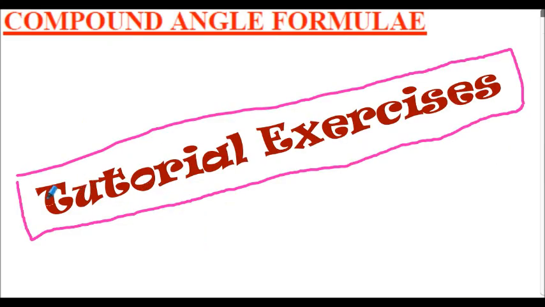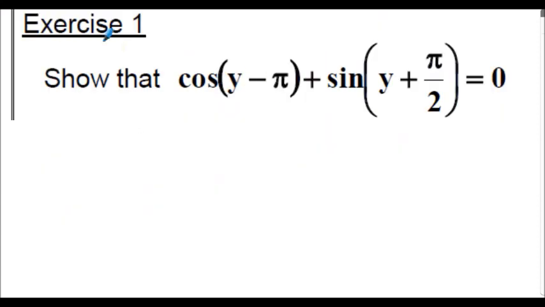We'll now consider some tutorial exercises for you to attempt. These exercises are essentially based on the previous examples. So exercise 1, we're asked to show that cos of y minus pi in the bracket added to sine of y plus pi upon 2 in the bracket is equal to 0.